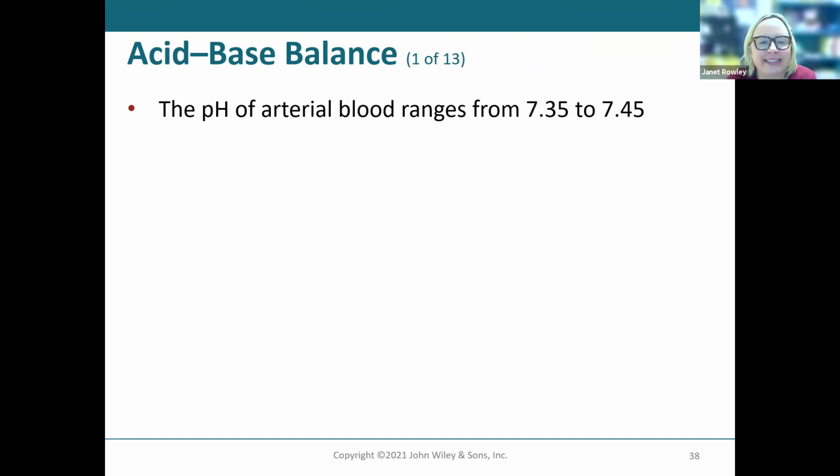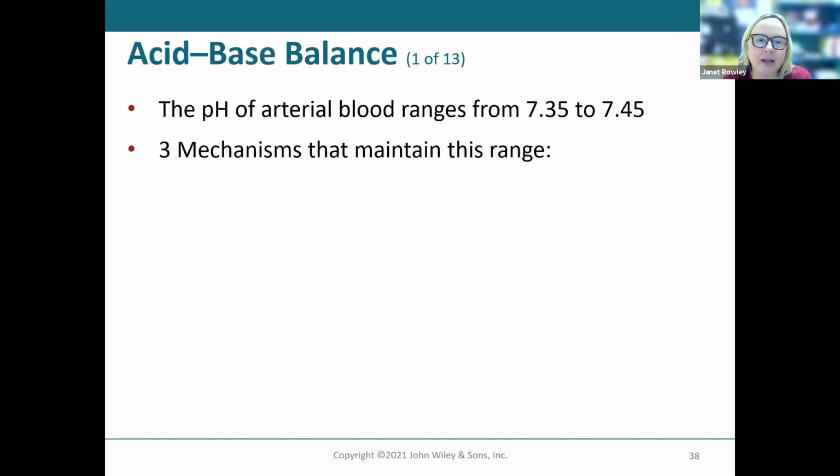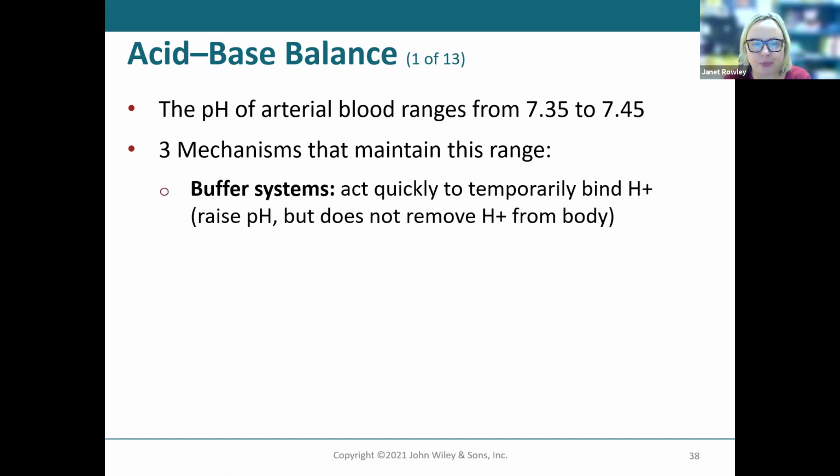Let's move on to the acid-base balance. The pH of arterial blood ranges from 7.35 to 7.45. This is a range you're going to want to keep in your long-term memory, okay? There are three mechanisms to keep the pH at this range.